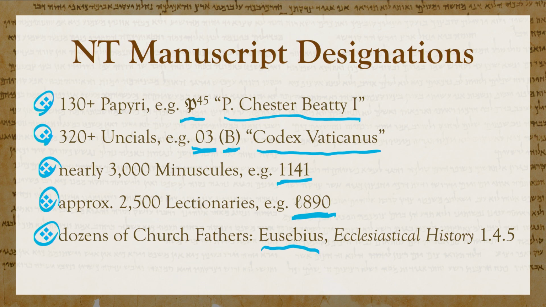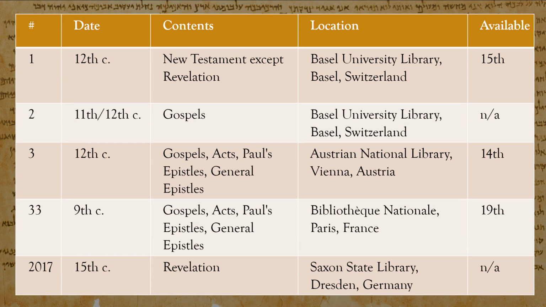And then as far as citing a church father, usually you just put the name of the church father, the name of the book, and then the reference in the book. So book 1, chapter 4, paragraph 5. All right, so let's look at some minuscules. Here are 5 minuscules, number 1, number 2, number 3, number 33, and number 2017.